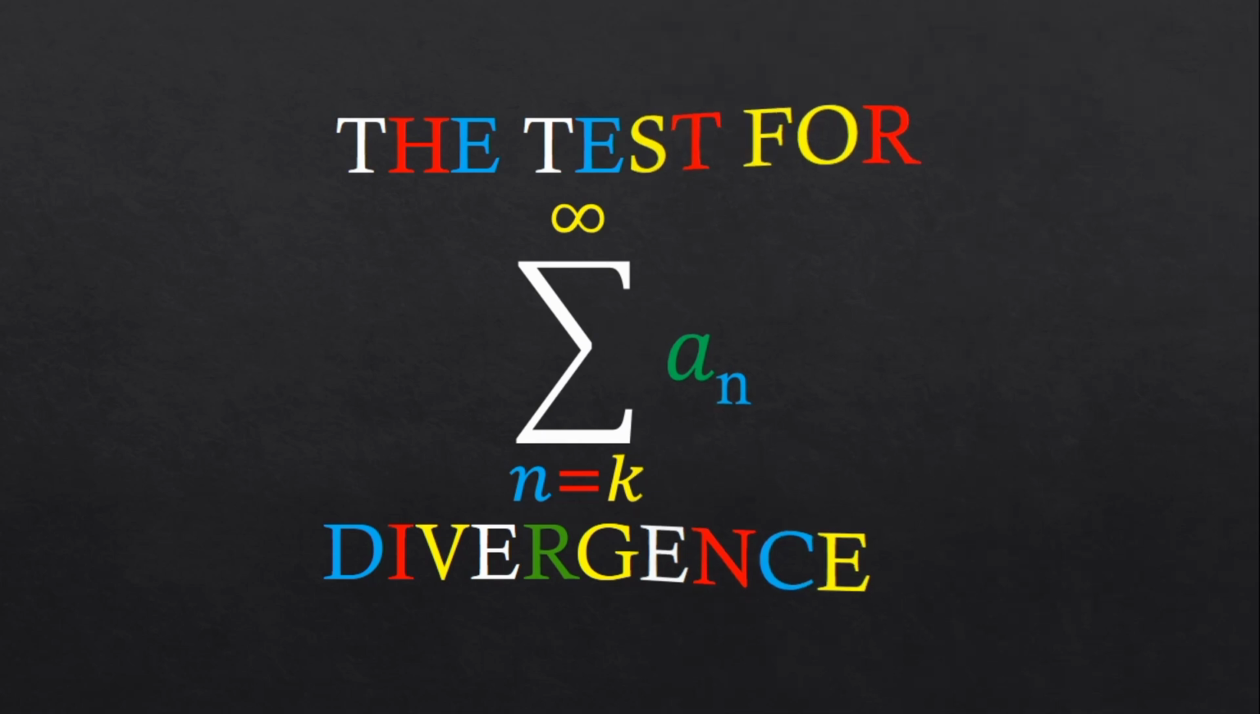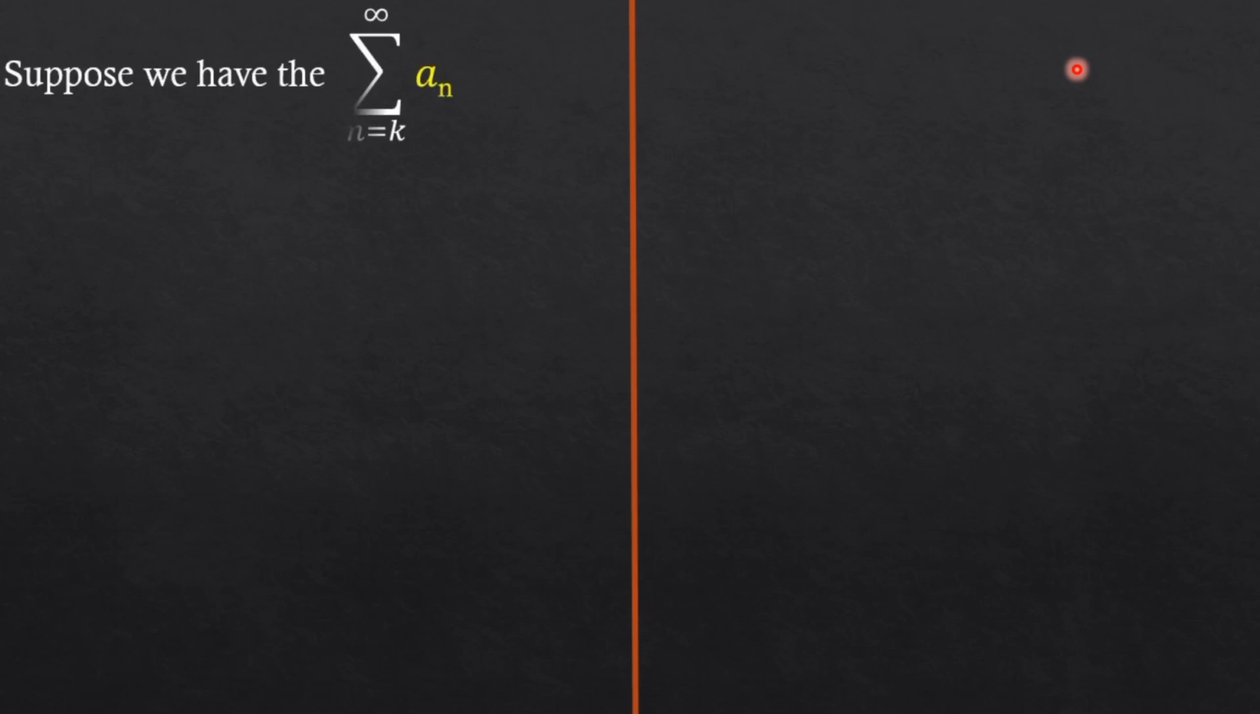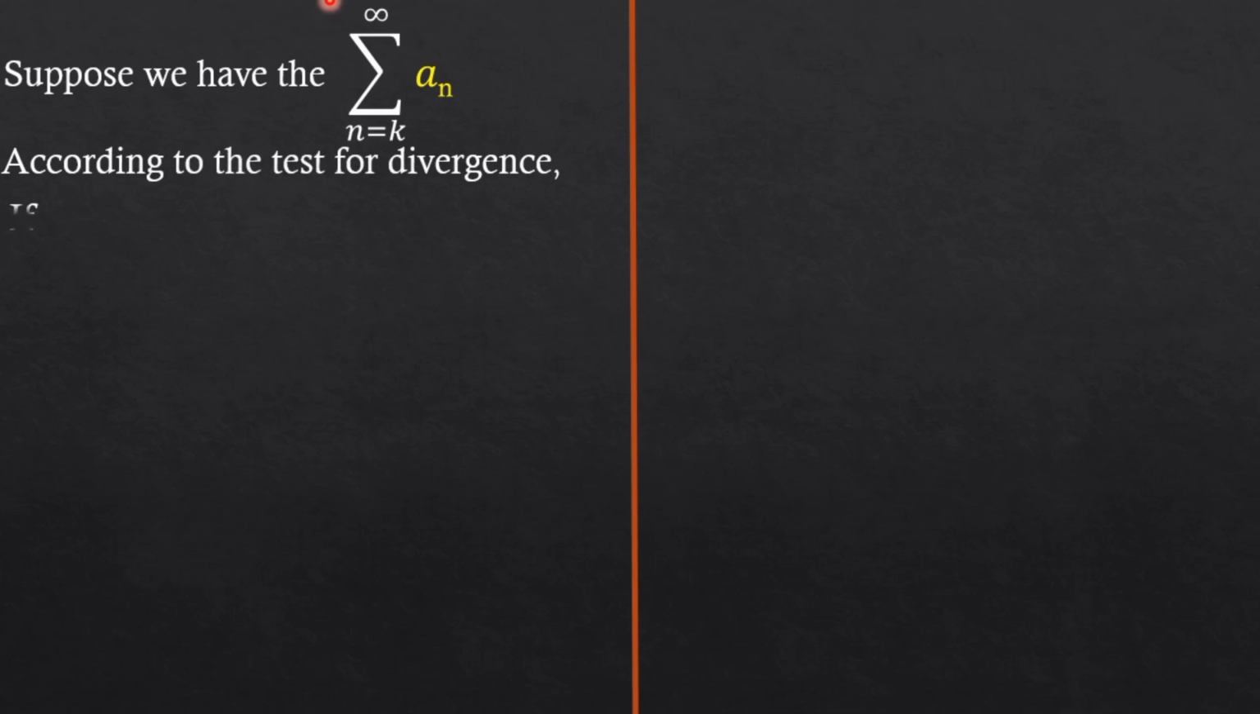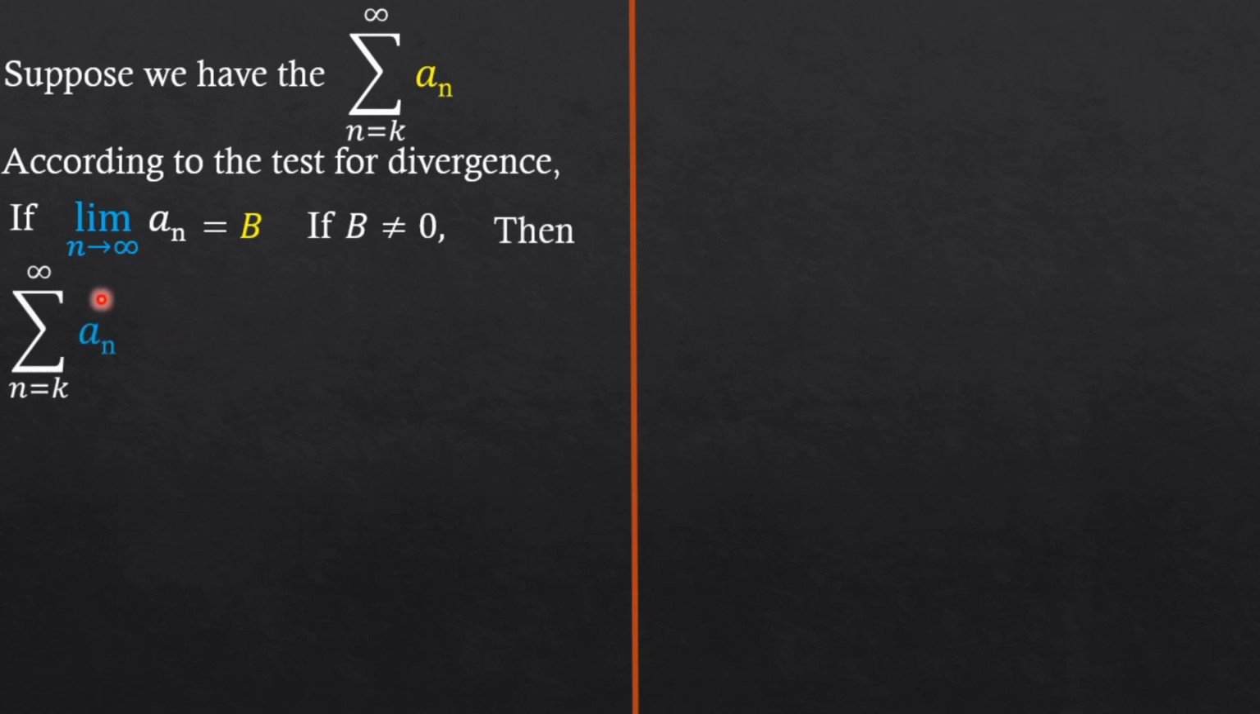Great, let's get started friends. Great guys, great. All right, let's start. Let's suppose that we have some series such as the sum from n equal to k to infinity of an. Guys, according to the test for divergence, if we can take the limit as n goes to infinity of the sequence, that is an, and this gives us some value, we can call that B. So long as B is not equal to 0, then we can conclude that the series from n equals k to infinity of an, this our series, is divergent.